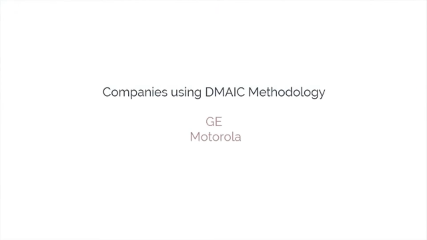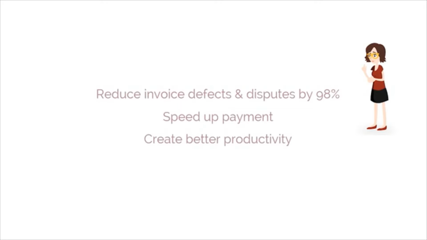The examples of companies using DMAIC methodology are GE, Motorola, and many others. GE uses DMAIC to reduce invoice defects and disputes by 98%, speeds up payment, and creates better productivity.